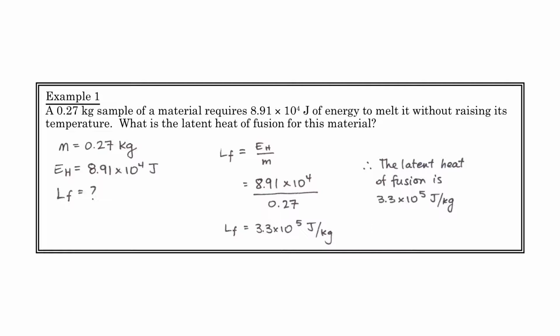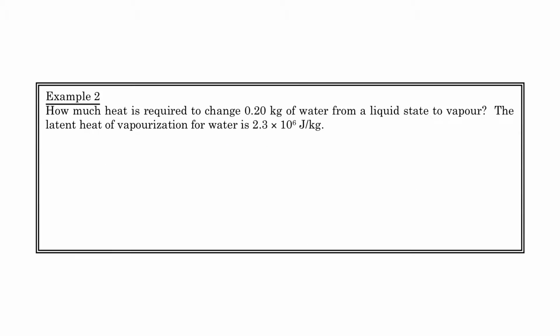Okay. We can also look at a very similar example, how much heat's required to change 0.20 kilograms of water from liquid to a vapor. And so we're looking at water, we're changing it from liquid to a vapor. So we're going to boil it, but we're going to boil all of it. How much heat does that take? All right, so here's the mass that we've got. Here's the latent heat of vaporization for water. How much energy is that?